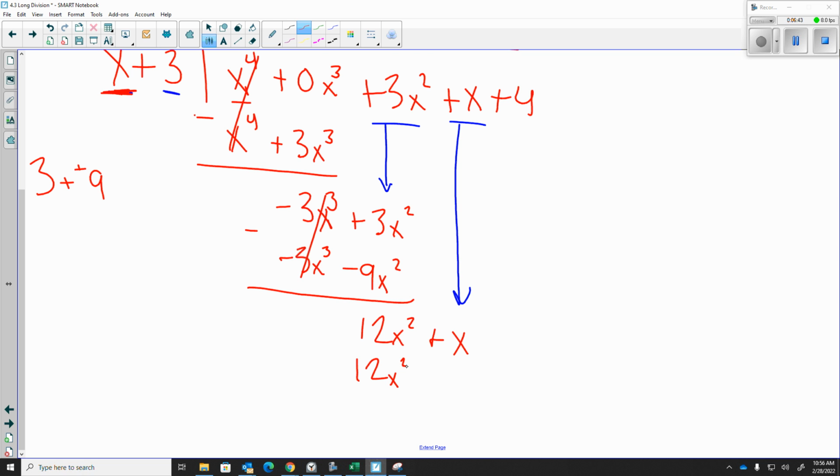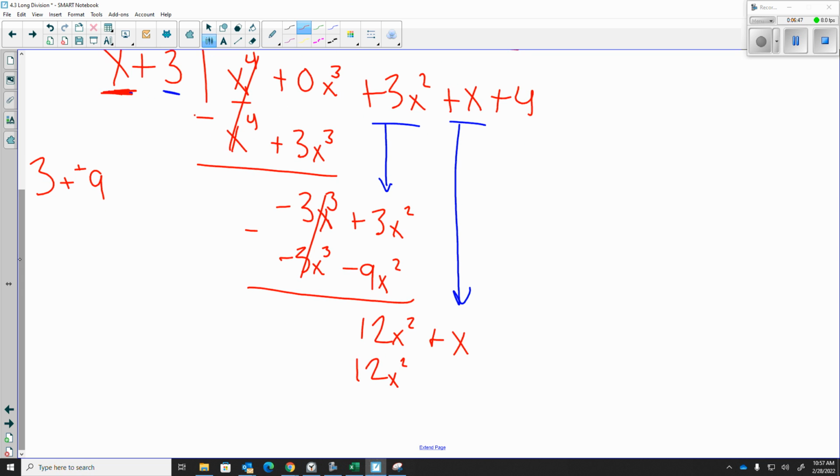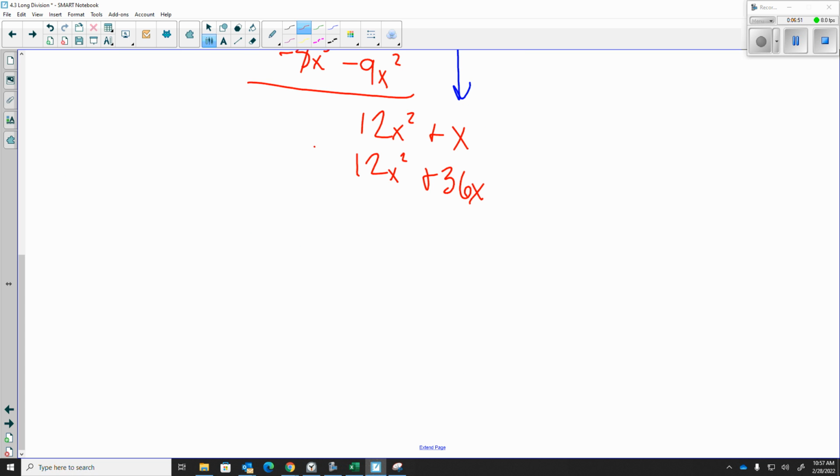And then 12x times 3, what's 12 times 3? 36x. We subtract. That cancels, which is what I want. X minus 36x is negative 35x. Use a calculator on these negatives if you need to, guys. There's no shame in that. You might as well get the right answer, you know.